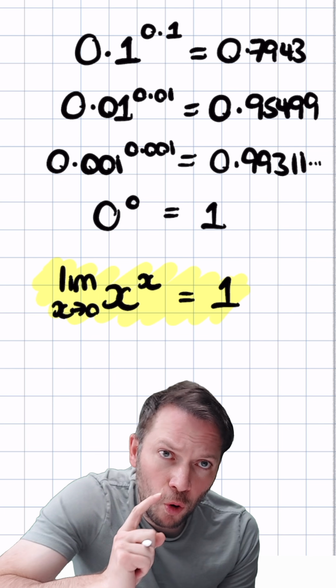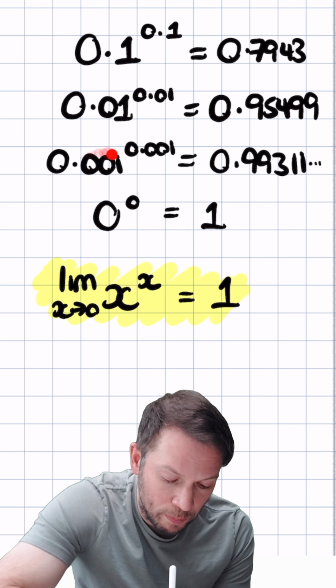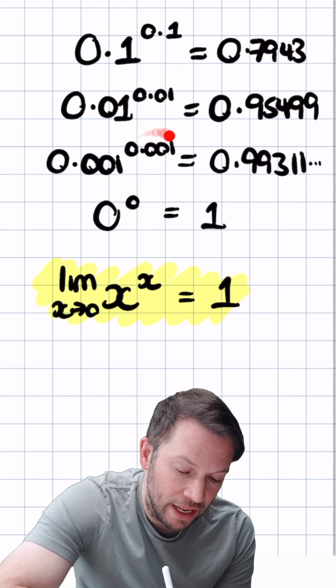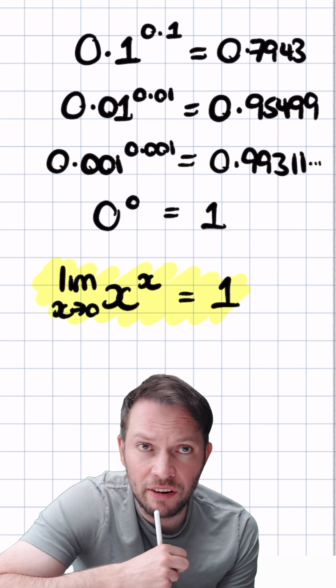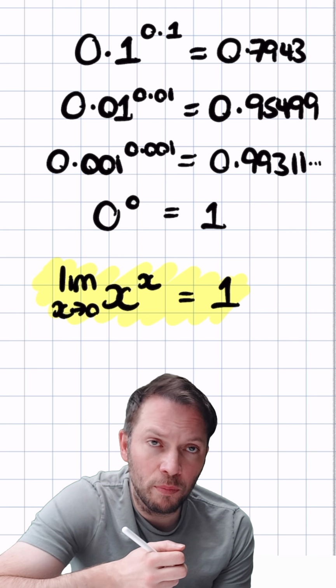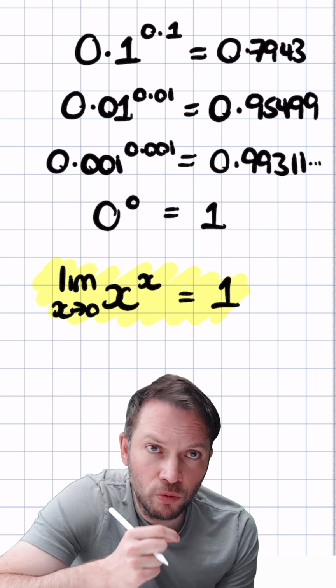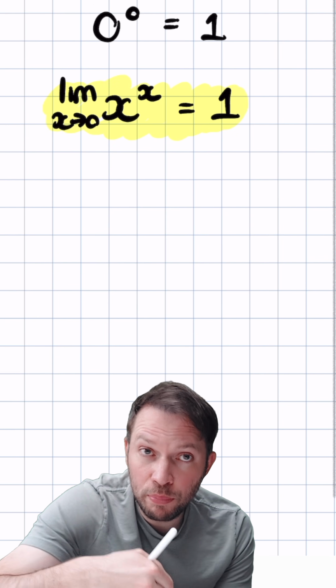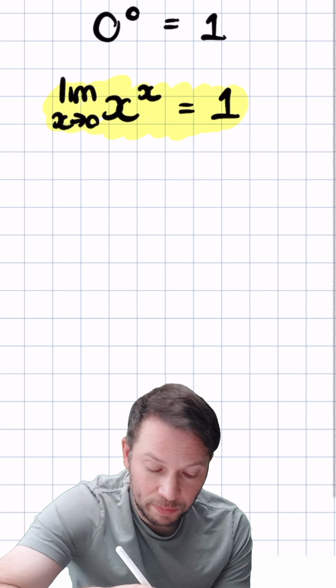Well, there's a slight flaw here, and that flaw is that we're assuming that this small number here, the base, and this small number here, the exponent, the index, are the same value. But we can't necessarily assume that they're the same. For example, we could have 0.1 to the power of 0.0000001. Now, how can we prove that x to the x approaches 1 as x becomes small?